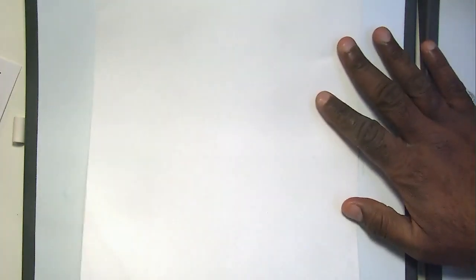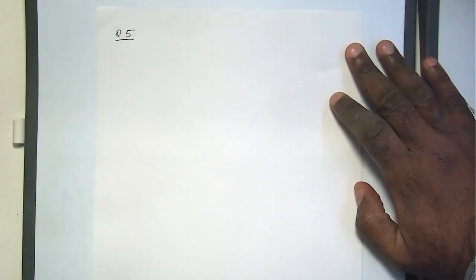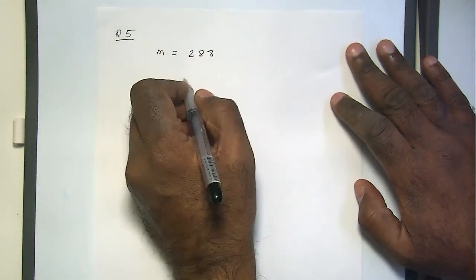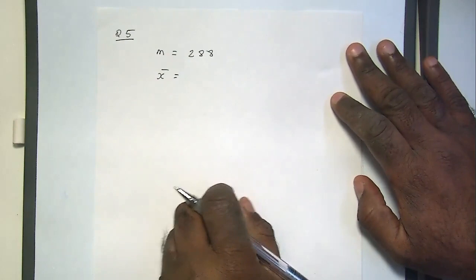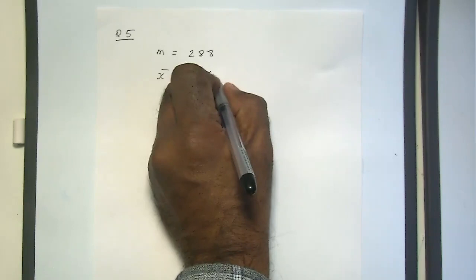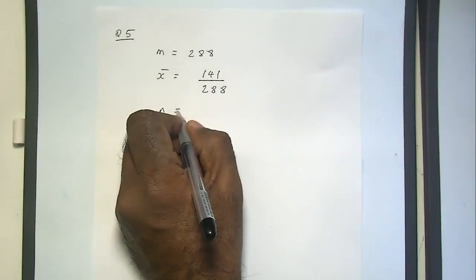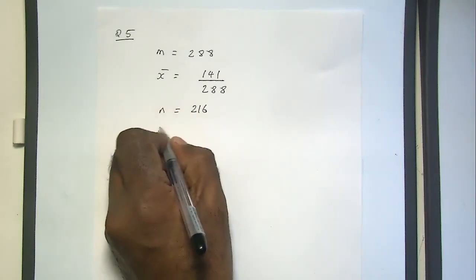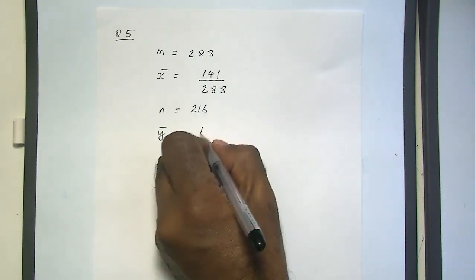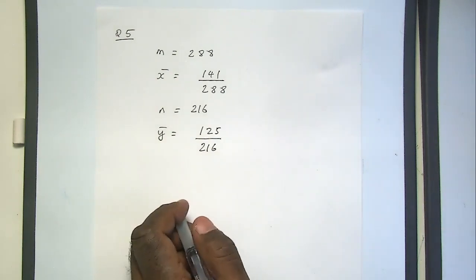Okay. For question 5, you have your m. Your m is 288, and your x bar is the proportion for the first sample, so it's going to be 141 out of 288, right? And your n is 216, and your y bar is the sample proportion for the second sample, which is 125 out of 216, right? And what you need to do is the 90% confidence interval.